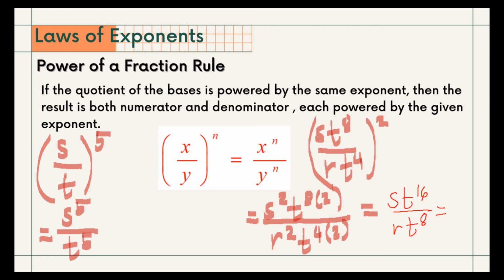So, kung i-recall natin kanina, yung quotient rule, we have same base dito sa t. So, i-minus natin yung exponents nila. So, we have s squared over r squared, and then t is equal to 16 minus 8. So, final answer is equal to s squared t, 16 minus 8 is 8, over r squared.